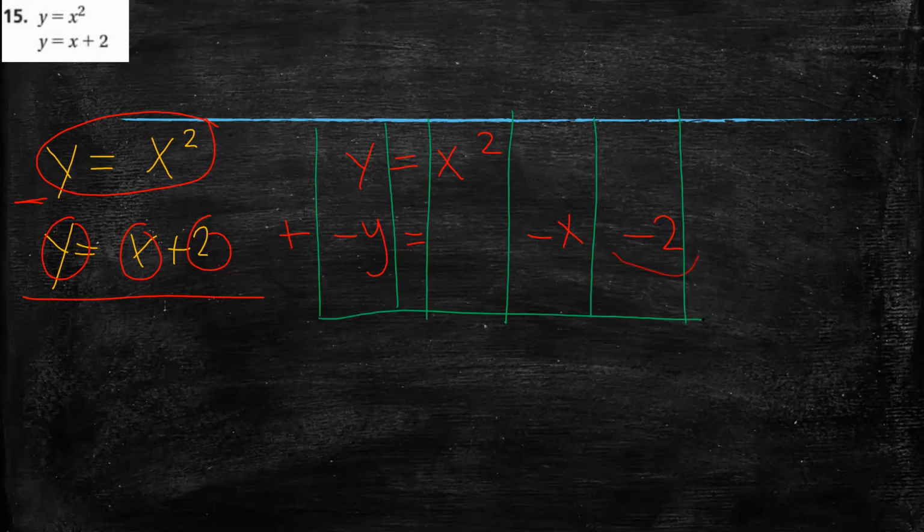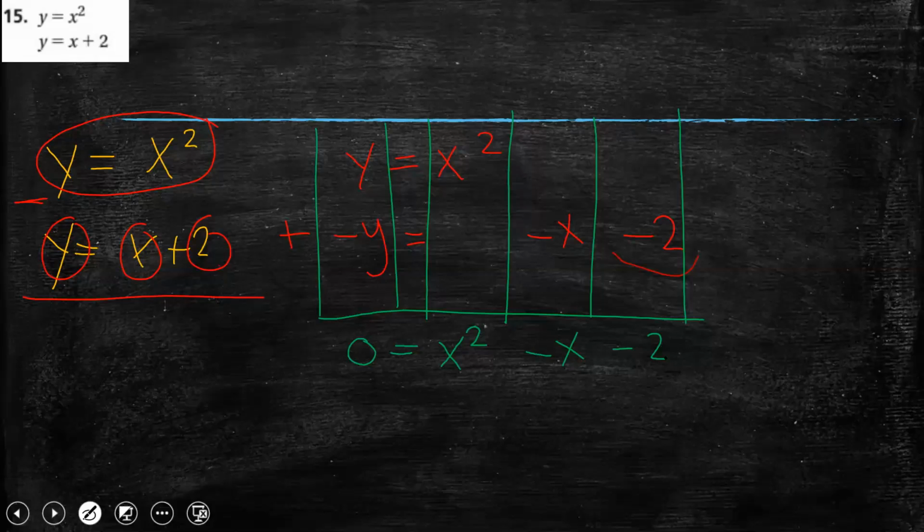Then y minus y is what? 0. Equal x squared plus nothing, x squared. Nothing minus x, negative x. And negative 2. Then I have this equation.